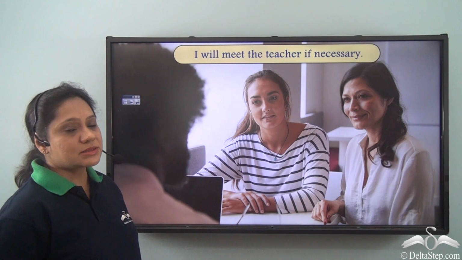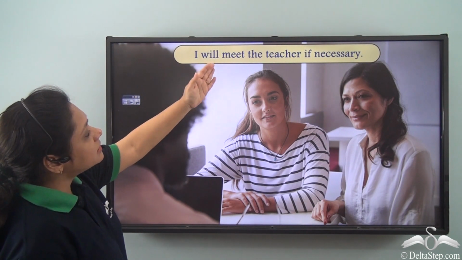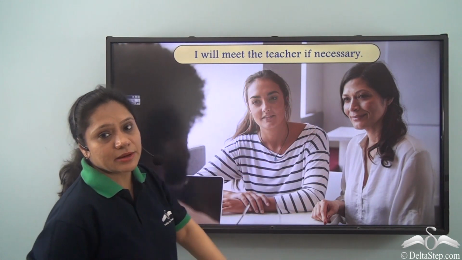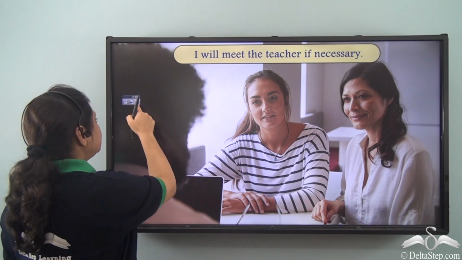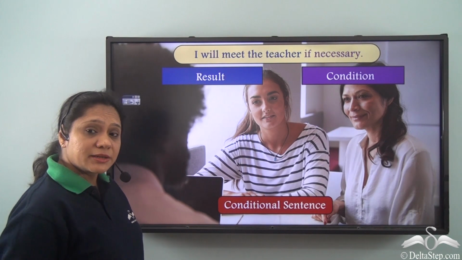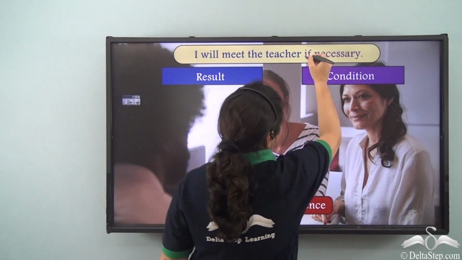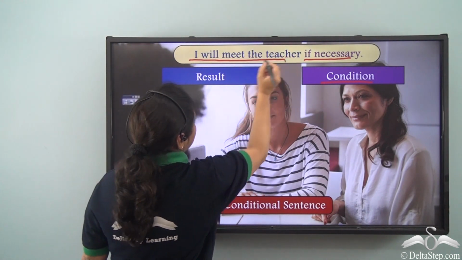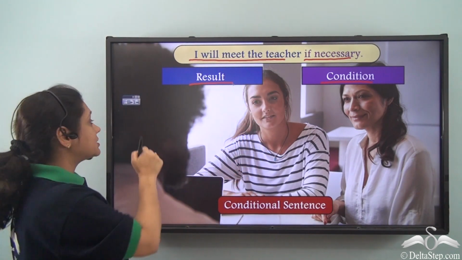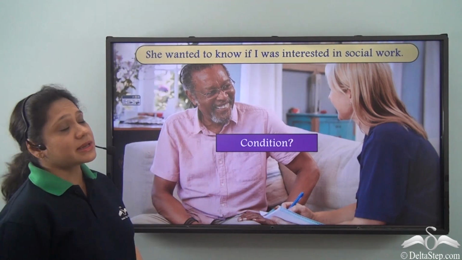Now let us read this sentence. I will meet the teacher if necessary. Now, is there a condition in this sentence? Yes, this is a conditional sentence because if necessary shows a condition and I will meet the teacher is the result. But what about this sentence?